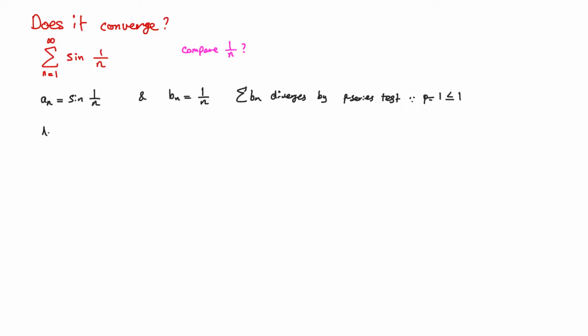Now I am going to attempt to find the limit as n approaches infinity of A over B, and I'll write it differently this time. I will write it as sine of 1 over n over 1 over n. And if you notice, I will get something beautiful. I will get 0 over 0. Now I am super excited because this is an indeterminate form, which means that I have to use L'Hopital's rule.